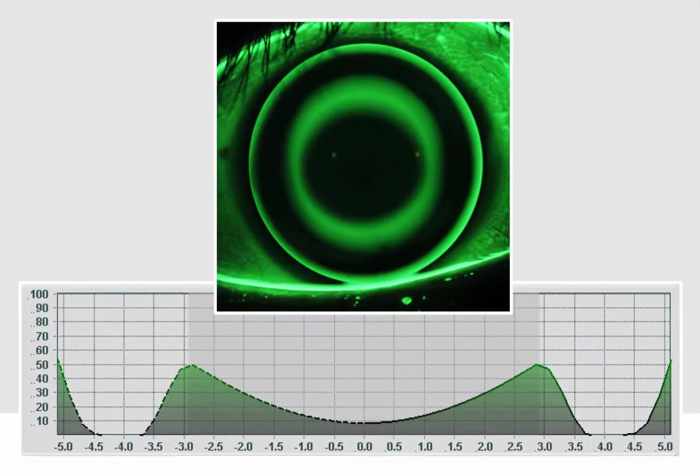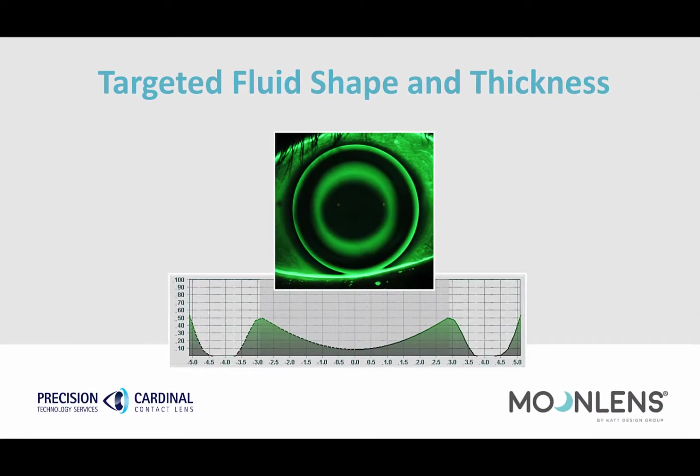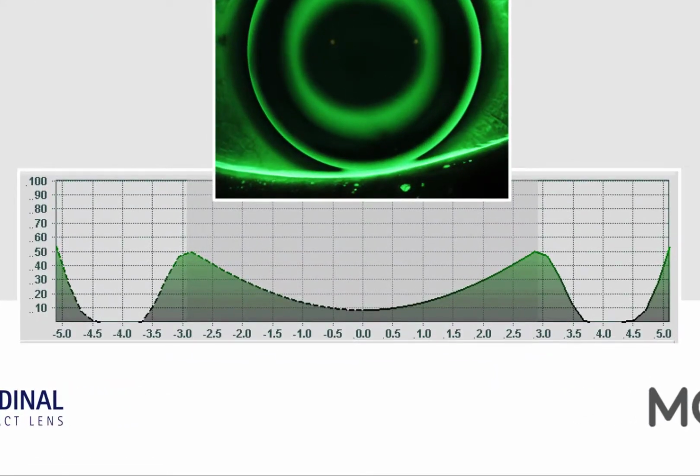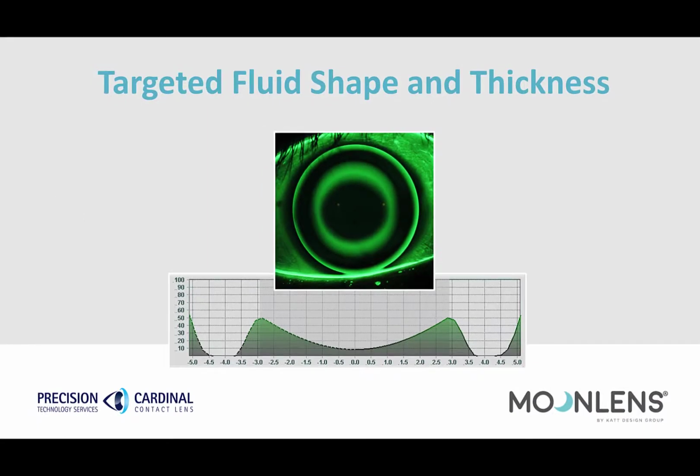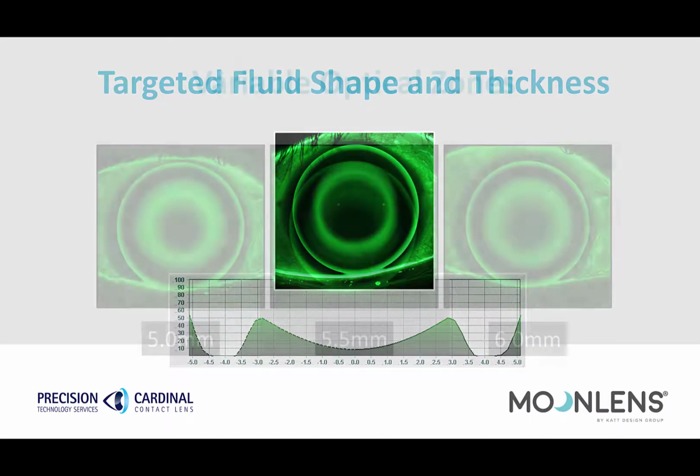Each lens is designed to have the appropriate fluid layer, landing, and edge lift for the two principal meridians of the eye. A lens with the appropriate landing and toricity will create stability, centration, and comfort. Then, by trapping a unique fluid layer shape and depth, the MOONLENS generates the desired epithelial changes to provide the patient with freedom from glasses and contacts during the day.